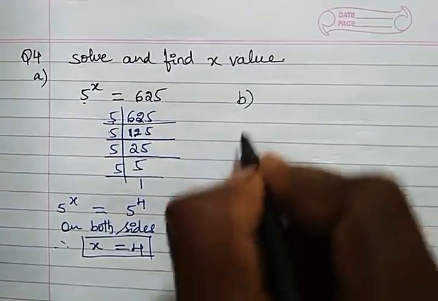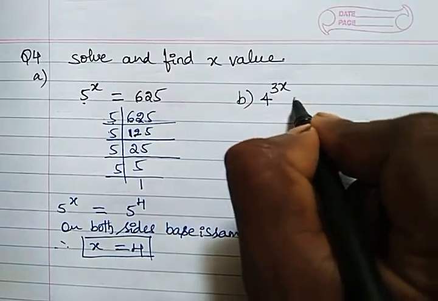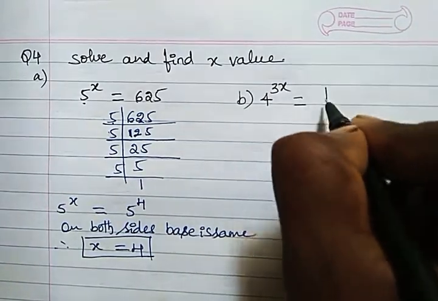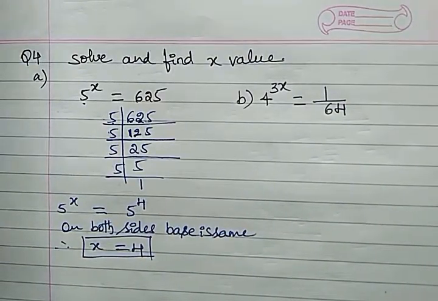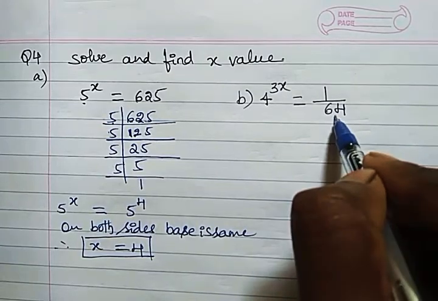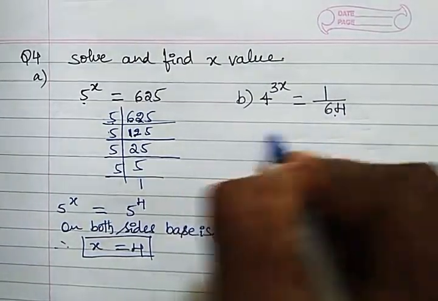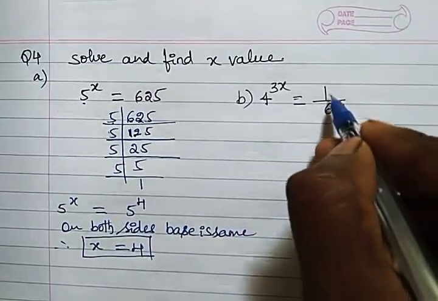4 power 3x is equal to 1 by 64. Here 4 is in the numerator and 64, this whole term, is in the denominator. Nothing to do, it makes no difference. We just have to write it in the exponential form.